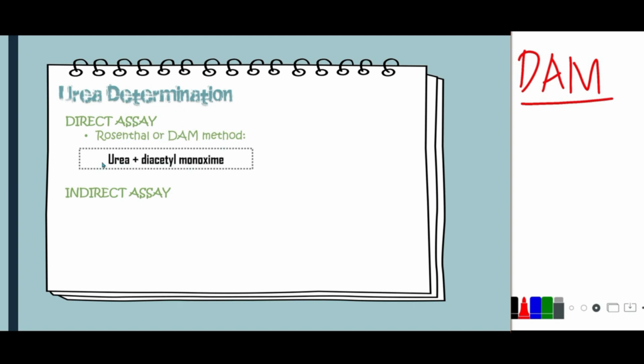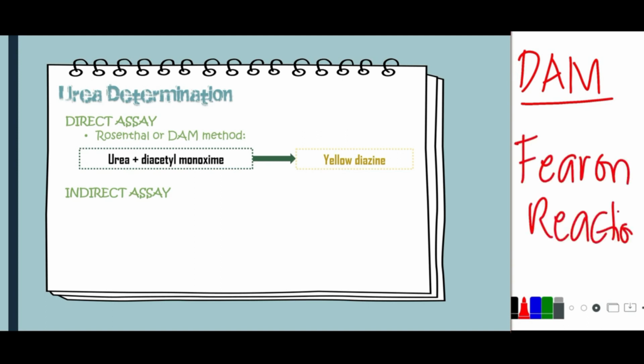So what is the reaction in the direct assay? Urea here is allowed to react with diacetyl monoxide in order to produce a yellow diazine. And of course, the absorbance of this colored product will be directly proportional to the level of urea in the patient's serum. Take note, guys, that this reaction is specifically termed the Fearon reaction. What about the indirect assay?